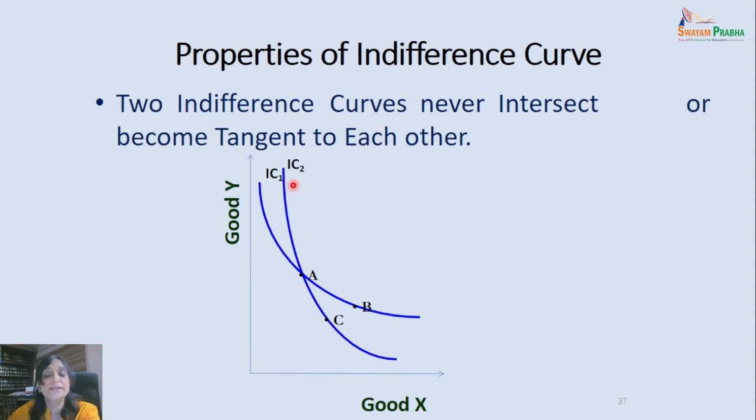Let us see this graph to understand. Let us say IC1 has two points, A and B. IC2 has A as well as C. IC1 will give us one level of satisfaction. IC2 will give you another level of satisfaction. But A is lying on both of them. Is it possible that one combination gives you two different levels of satisfaction? No. Because we have said that if A is more than B and B is more than C, then A has to be more than C. But A is lying on both the indifference curves, IC1 and IC2, which is not possible. Therefore, indifference curves will not intersect each other.